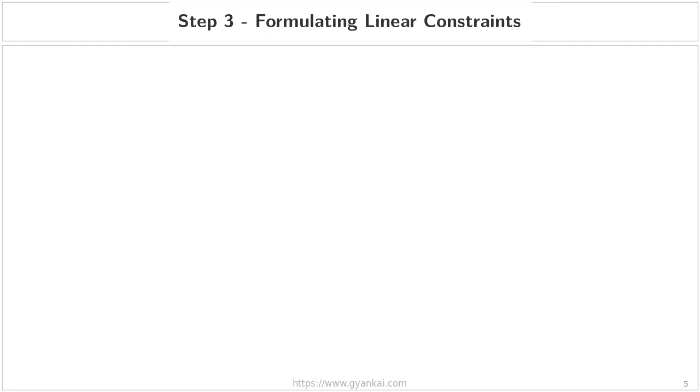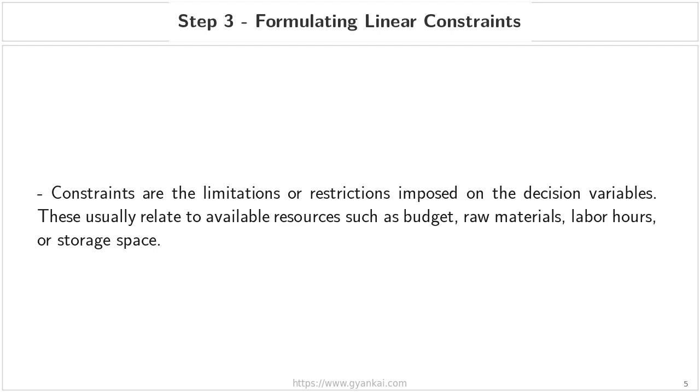Step 3. Formulating linear constraints. Now that we have identified our decision variables, which, as we saw in the previous slide, are the quantities we can control, like the number of tables and chairs, we need to move to Step 3. Formulating the linear constraints. Think of constraints as the rules of the game. In any real-world business, you aren't free to produce infinite amounts of products. You are limited by certain restrictions.